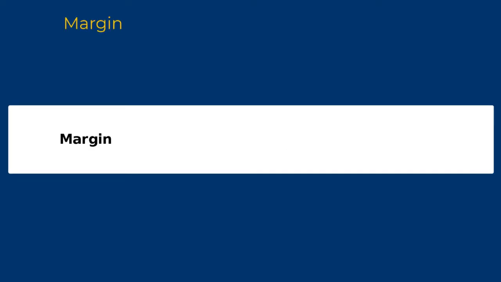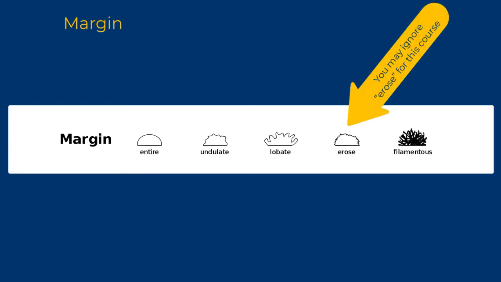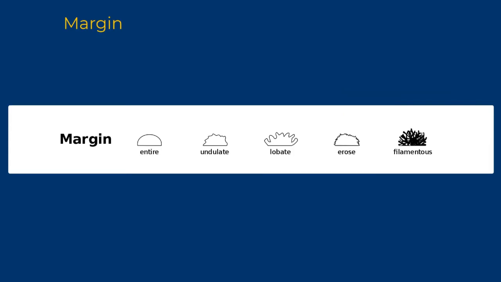The margin refers to the outer edge of the colony. If the margin is smooth, we call it entire. If it is wavy, we call it undulate. If the waves are very pronounced, we call it lobate. And then for colonies that have a filamentous shape, we cannot really describe the margin, so we just say filamentous.